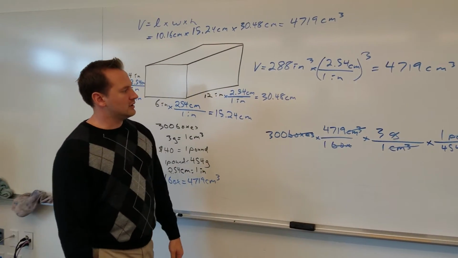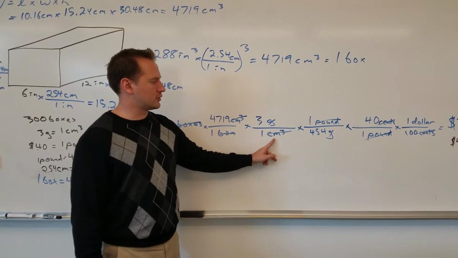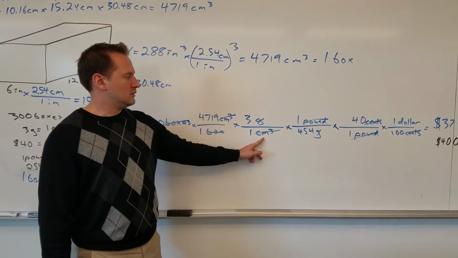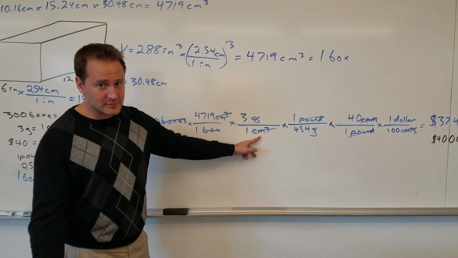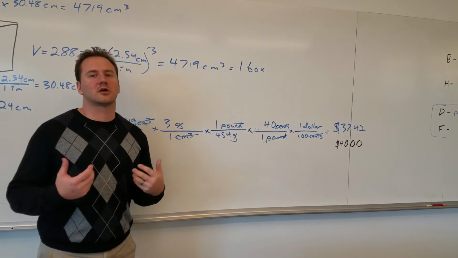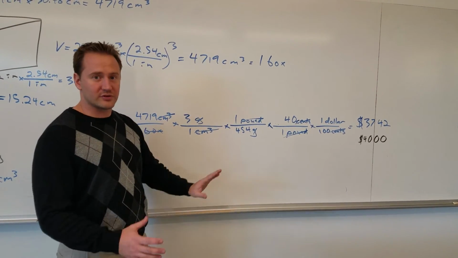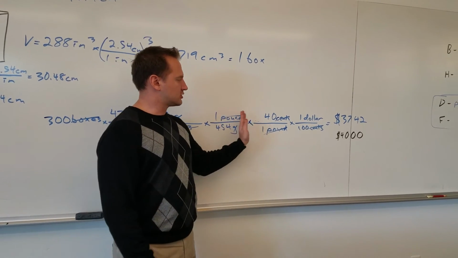If we stop the problem after this step, we would know how many cubic centimeters we have. Then I can relate cubic centimeters to grams using the density. So it's 3 grams per cubic centimeter. Now, if I stopped, I would know how many grams I had of boxes. Then I can relate that to pounds, because I need to do that because the cost is per pound. So 1 pound is 454 grams. If I stop there, I'd know how many pounds. But I could just keep going.